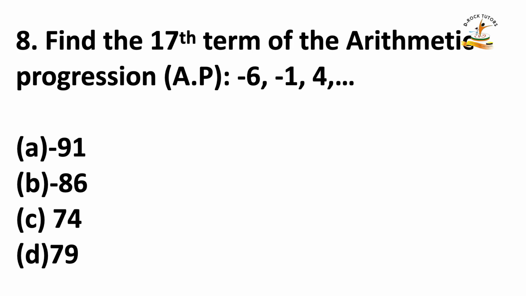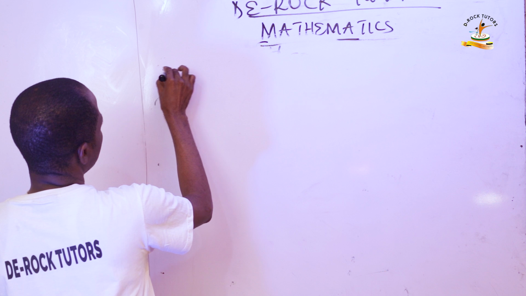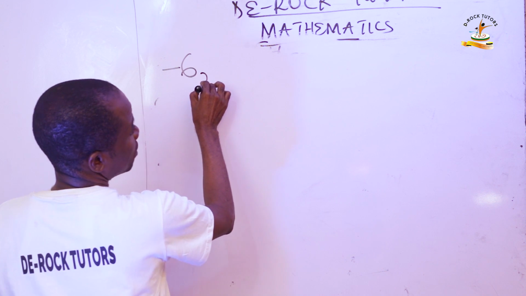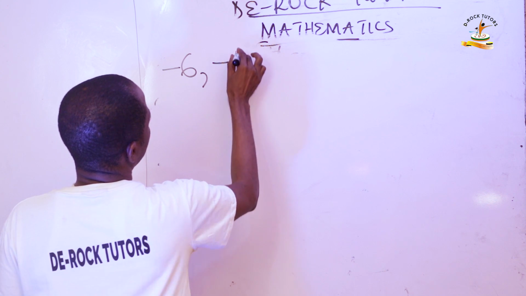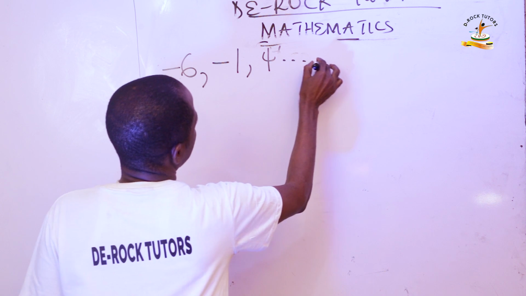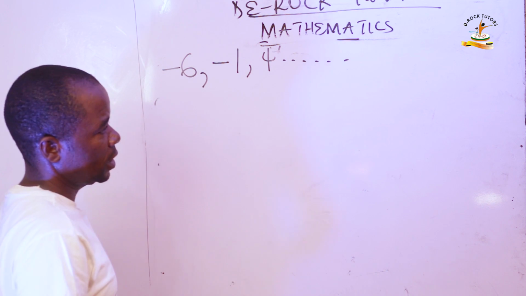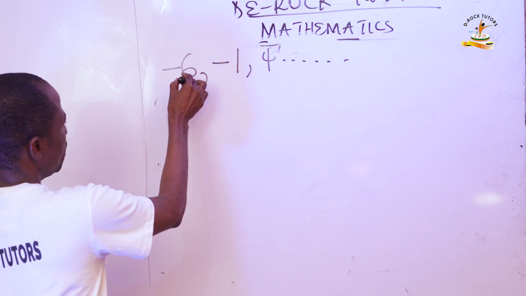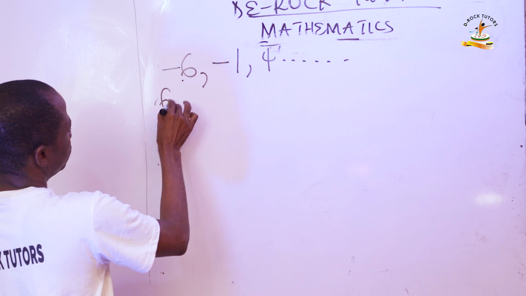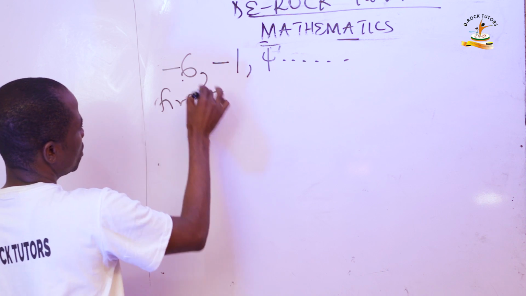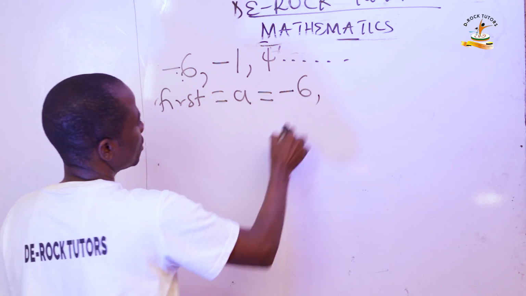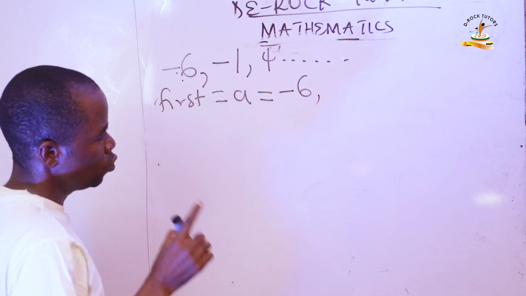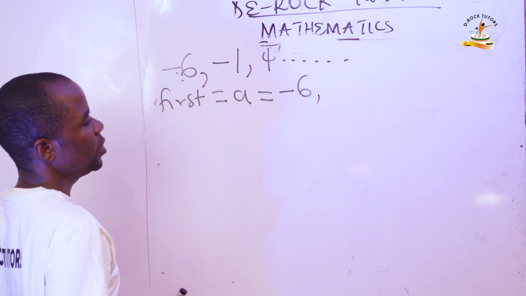We are to find the 7th term of the arithmetic progression, that's the AP. And the progression is minus 6, minus 1, 4, and then the sequence continues like that. First things first, the very first term, we know the first term is always denoted by a small letter a, is equal to minus 6. The next thing you are supposed to look for now is the common difference.